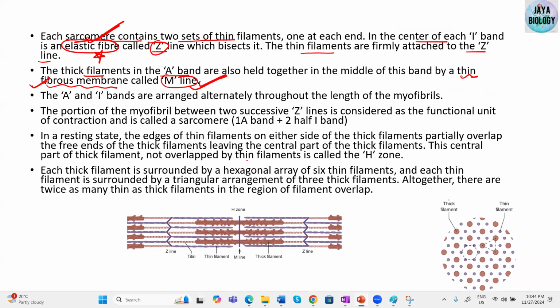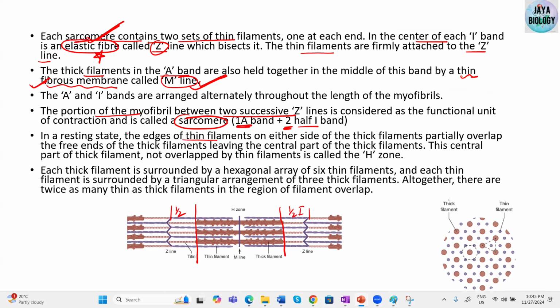Okay. And what is sarcomere? Sarcomere is the distance between two Z lines. So the portion of the myofibril between two Z lines is known as sarcomere. It means one sarcomere will include one A band and two half I bands. Clear? This is A band and this is half I. This side is half I, and same here, this side is also half I.